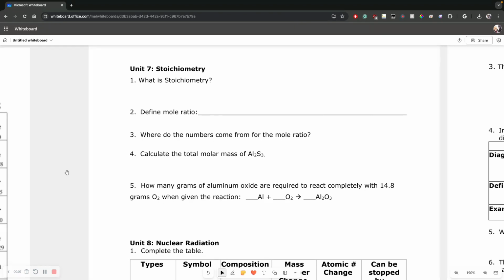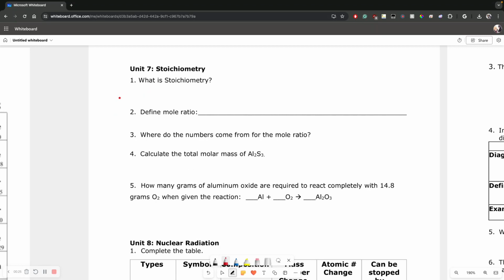Let's start with Unit 7, Stoichiometry. It's a very short unit, on the study guide at least. And yeah, let's get started. Question 1 asks, what is stoichiometry? We gotta know what stoichiometry even means to do it.